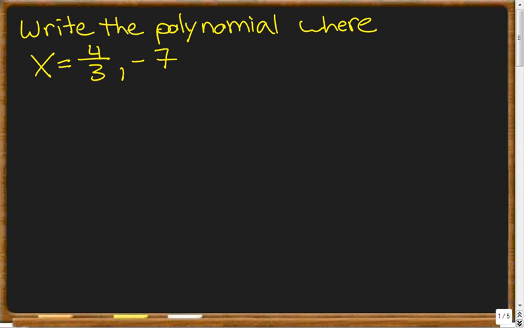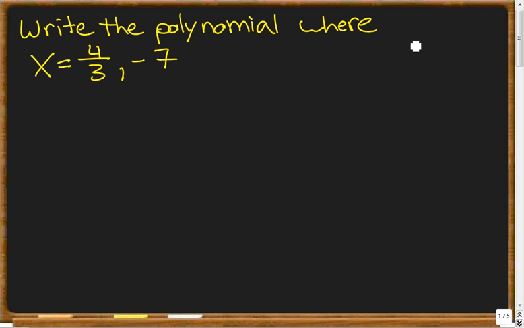Okay, so we are going to show some example problems on how we can look at the coefficients and the roots and put different things together to answer questions about quadratics. So the first question asks us to write the polynomial where x is going to be 4/3 and -7.